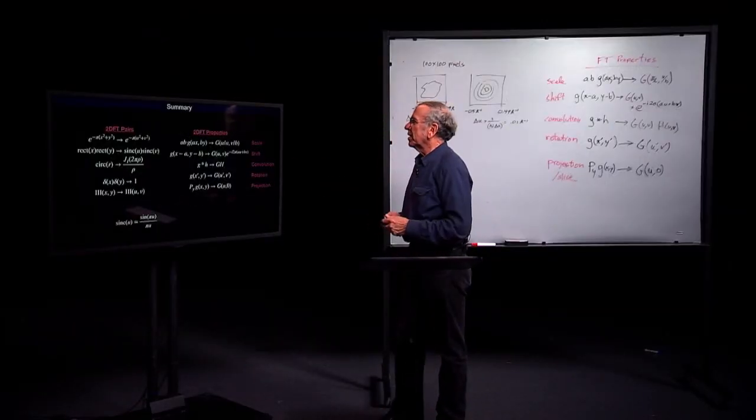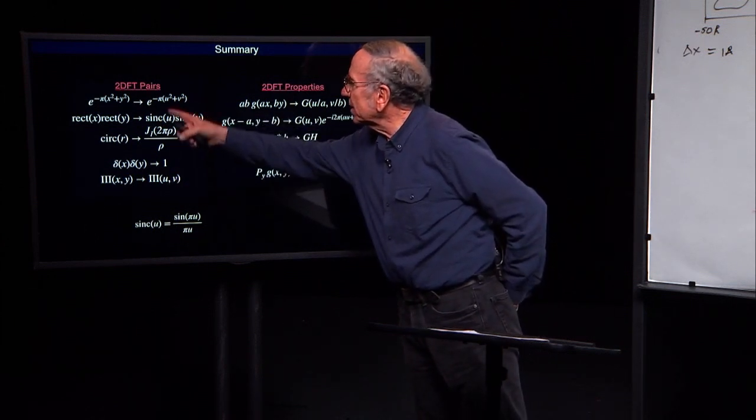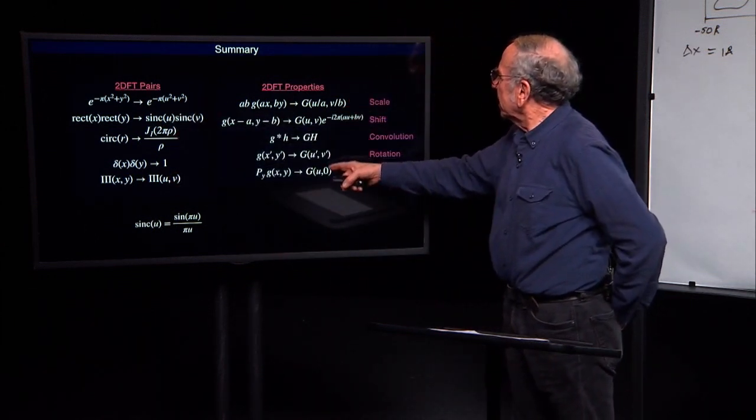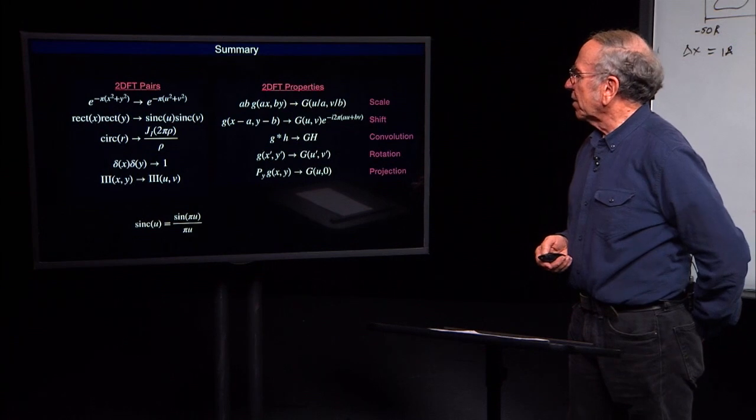So here's a summary of what I talked about today. As far as 2D Fourier transforms, here are the Fourier pairs that I talked about, and these are the properties that I described.